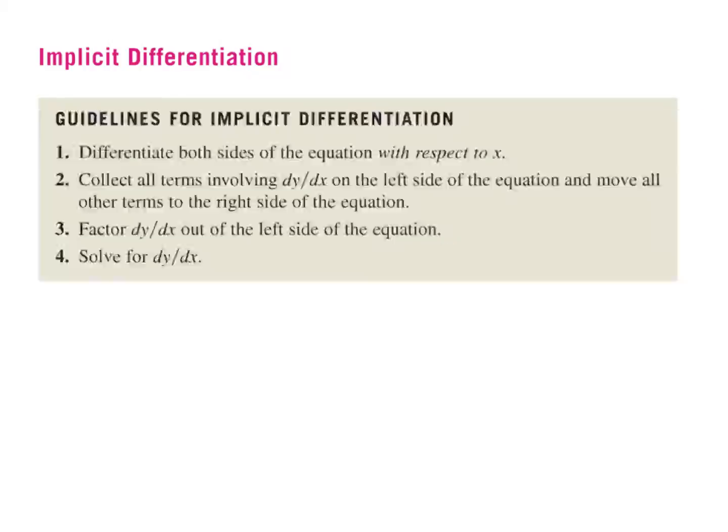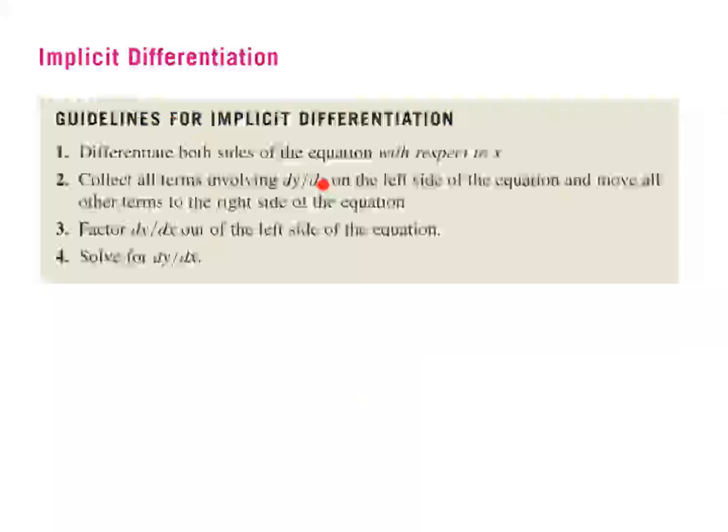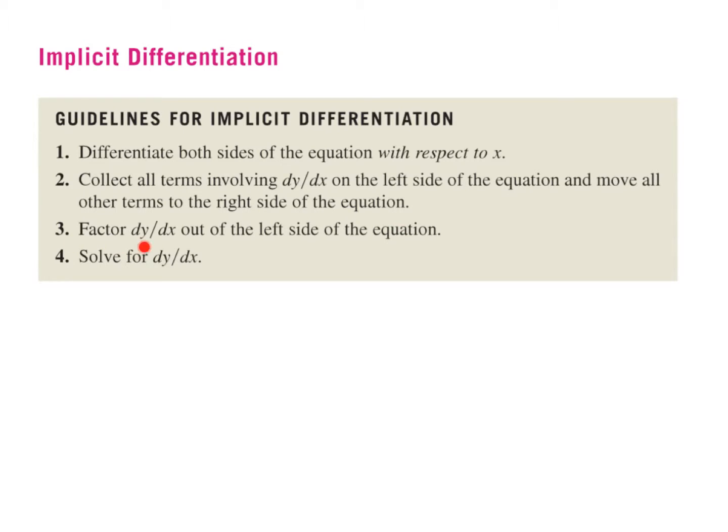Okay, so we have some guidelines for implicit differentiation, and the big difference here is first we differentiate both sides with respect to x, and then algebraically we're going to collect all the terms with dy/dx on the left side and all the terms without it on the right side of the equation, and then we're going to factor dy/dx out, and then solve for dy/dx to give the actual derivative value. So if you need to, go ahead and pause this video so you can write down these guidelines.